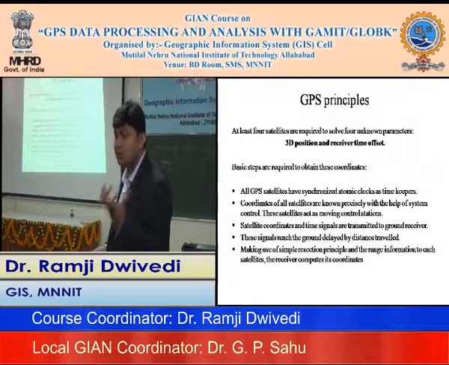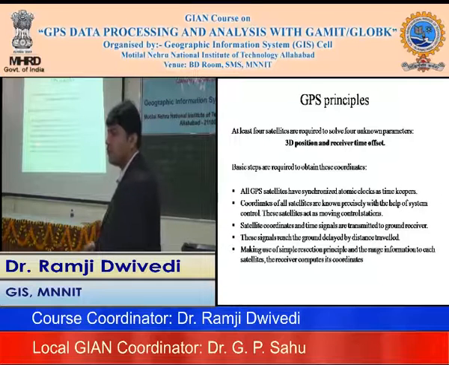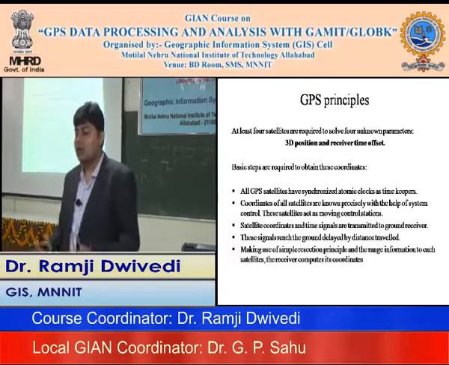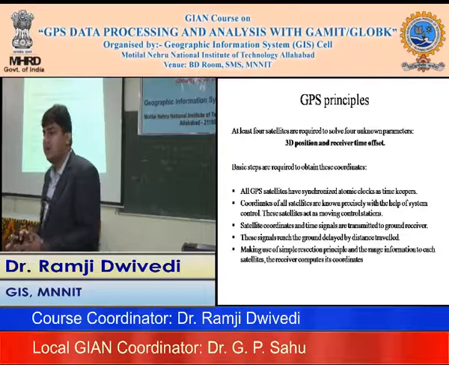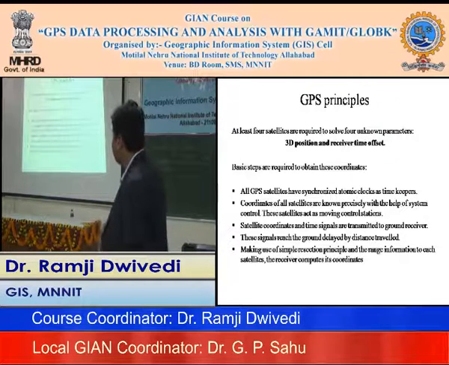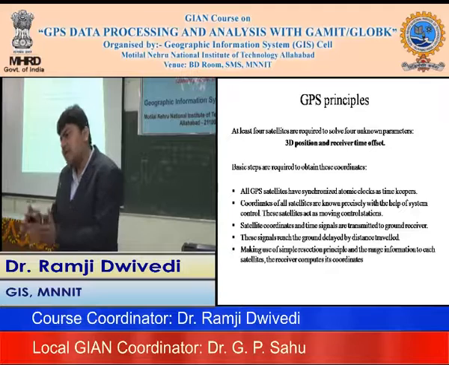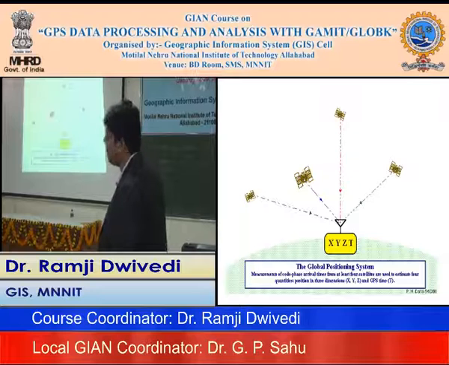Another point is how those ranges are measured. Satellite coordinates and time signals are transmitted to the ground. When I say satellite coordinates, it is not directly the XYZ in a particular frame. Instead, it is a set of parameters, which use a series of equations to estimate the ECEF XYZ of those satellites. These signals reach the ground delayed by the distance traveled. Making use of the simple resection principle and the range information, the receiver computes its coordinates. So we use the similar principle one by one, and we estimate our position. This is one simple graphical explanation of how satellites help you find out your position.